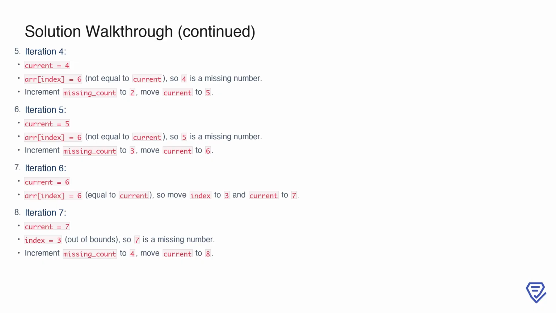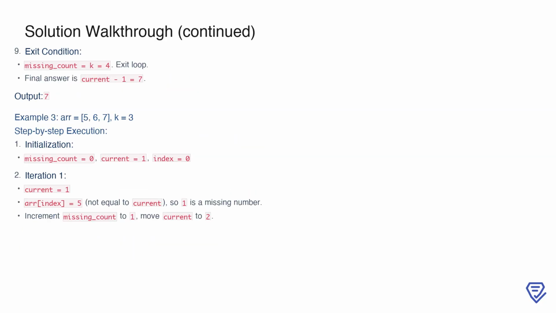In the sixth iteration, current is now 6, which matches the array value at index 2. This means 6 is not missing, so we move index to 3, which is out of bounds, and current to 7. In the seventh iteration, current is 7, and since index is out of bounds, 7 is a missing number. We increment missing_count to 4, which matches k, and move current to 8. At this point, we have found 4 missing numbers, so we exit the loop. The answer is current minus 1, which is 7. Therefore, the fourth missing positive number is 7.